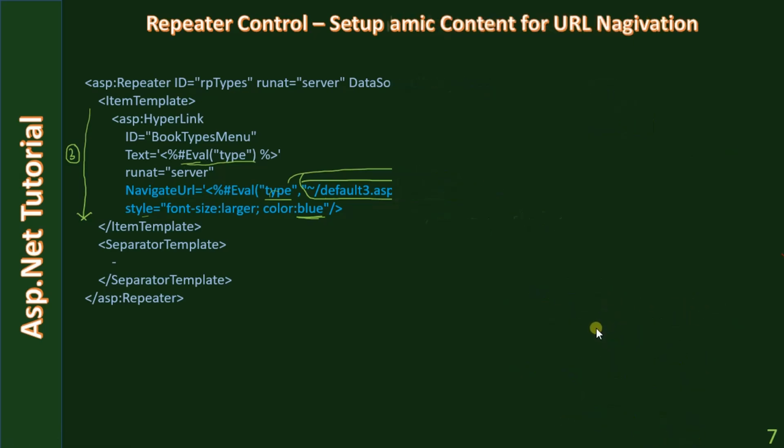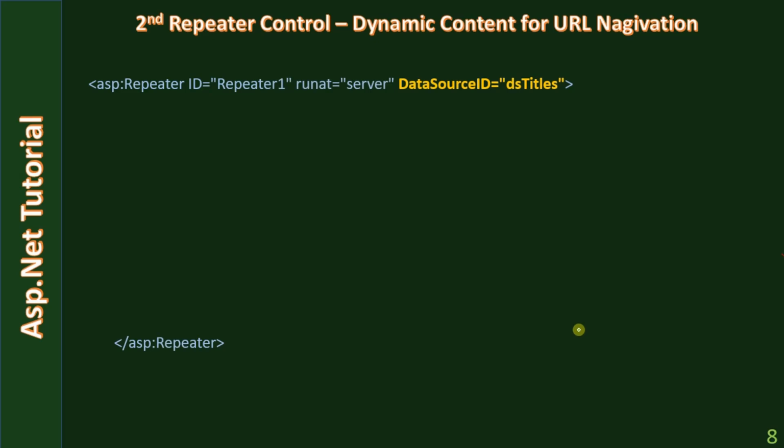Alright, now let's go here, and if you see, this is the repeater 1. The first one we named RP type, I guess. This time we are using the default name. If you want, you can change the repeater control name, and if you see, it is using the DS titles, right? The second data source is bound to the repeater control.